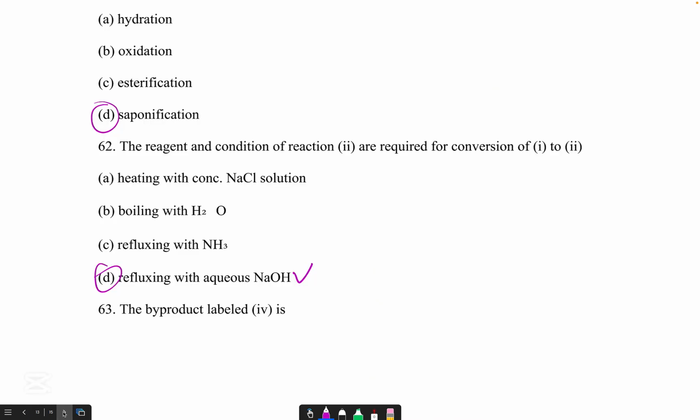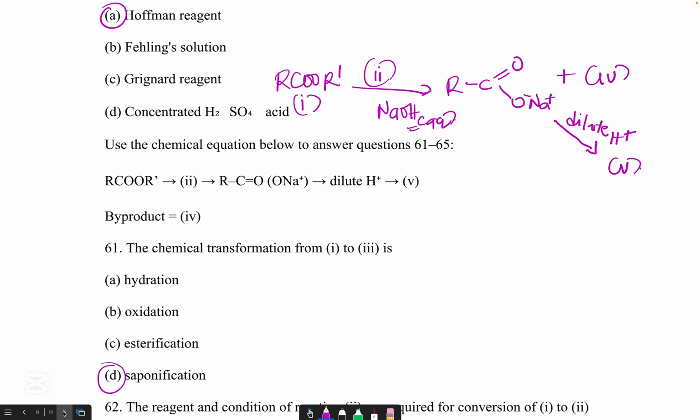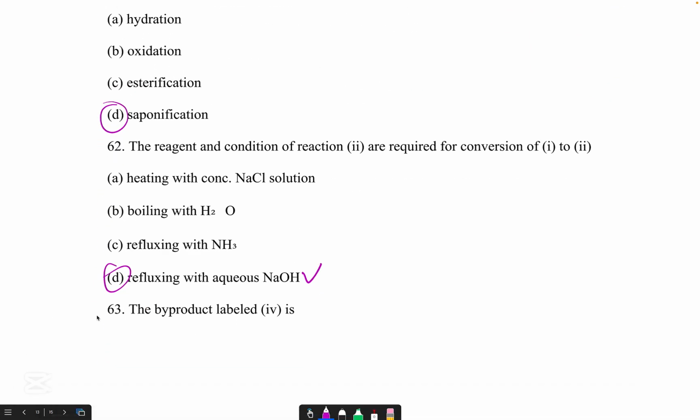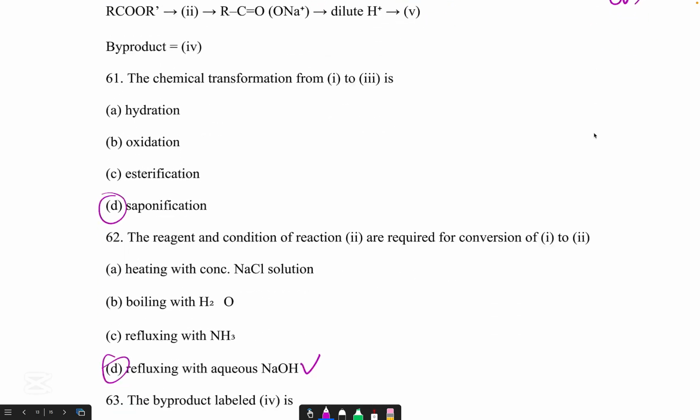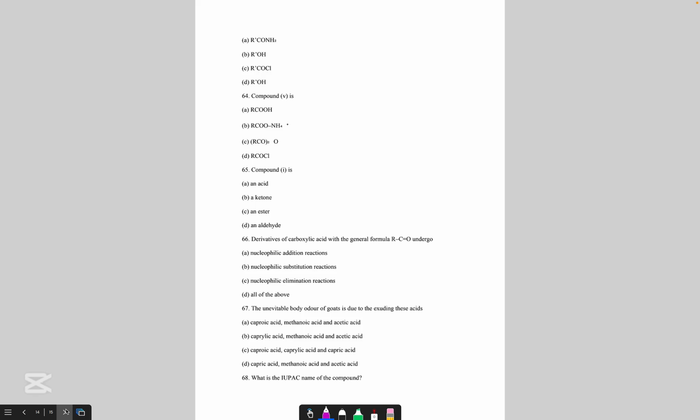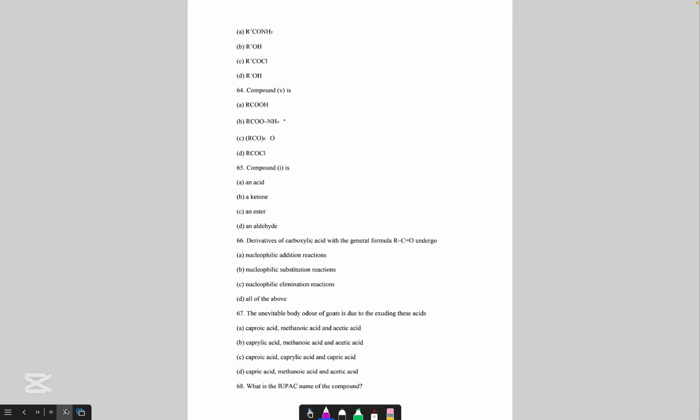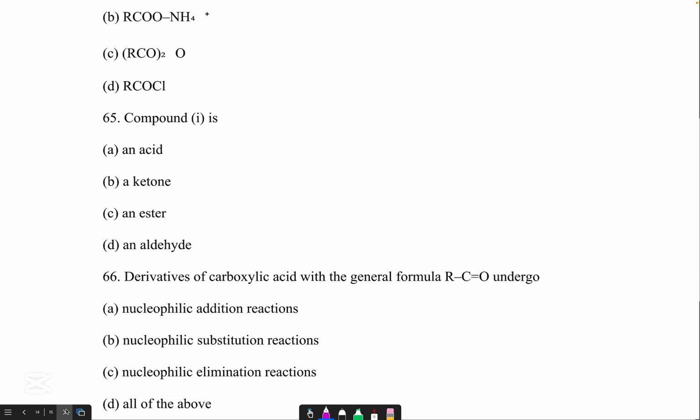All right, let's see the other part. What is the question here? The byproduct labeled IV is what? IV is an alcohol. Is that okay? So the byproduct labeled IV is an alcohol, R'OH. So that is option B here. All right, option B, the correct answer.